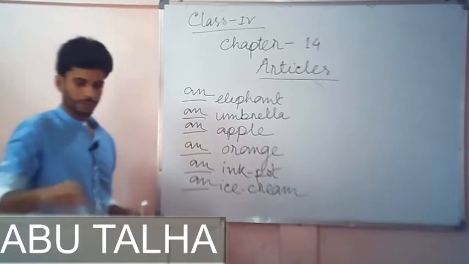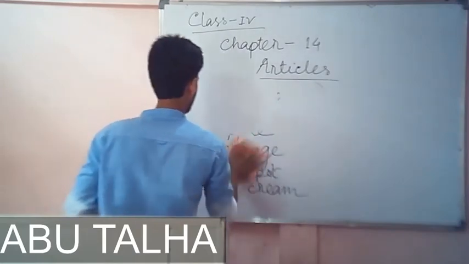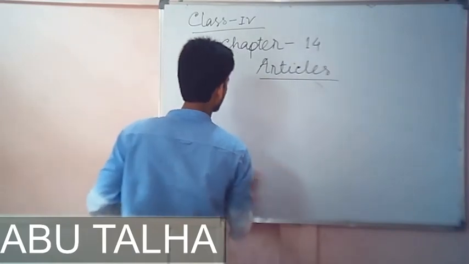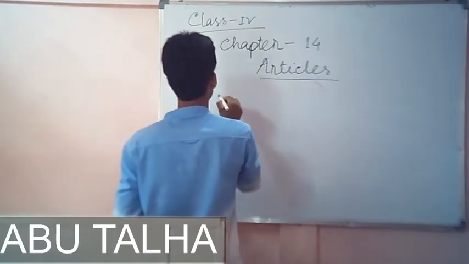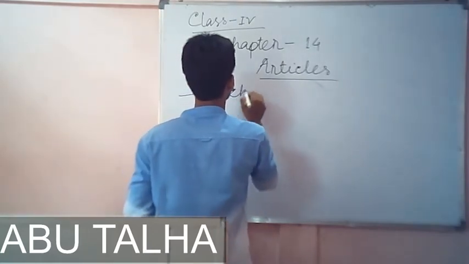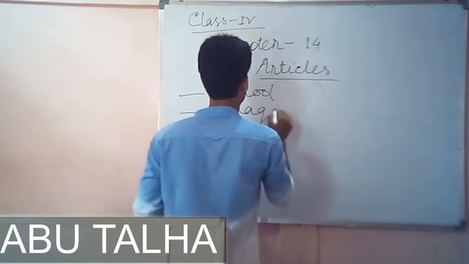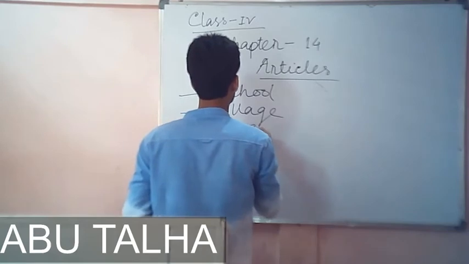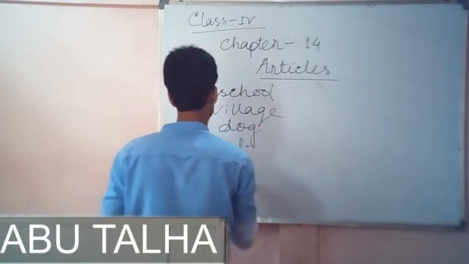And now let's write some examples to make it clear when to use a. School, or village, or like dog, cat, book.